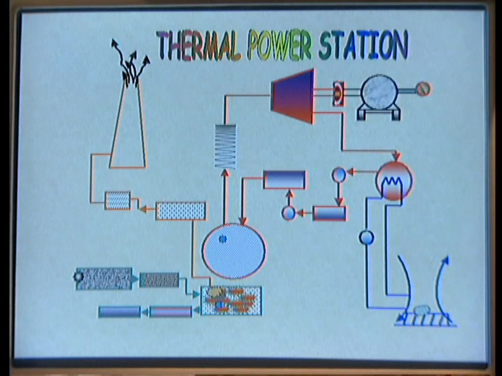First one, ash. The ash is generally taken by the ash handling plant. So, from the furnace, ash is taken to the ash handling plant, and this is stored at the ash storage plant. From the ash storage plant, it is taken by different fields, for example, in cement factories.